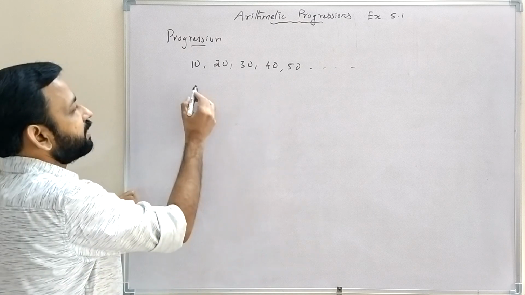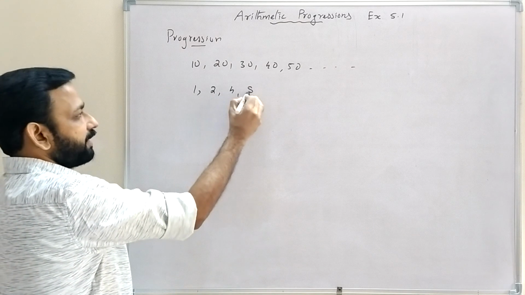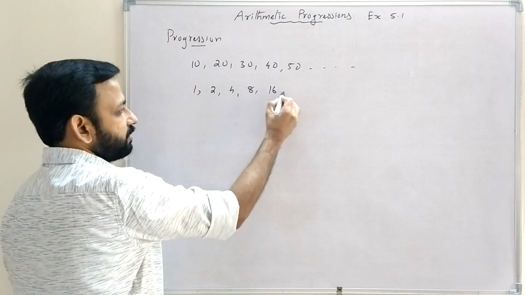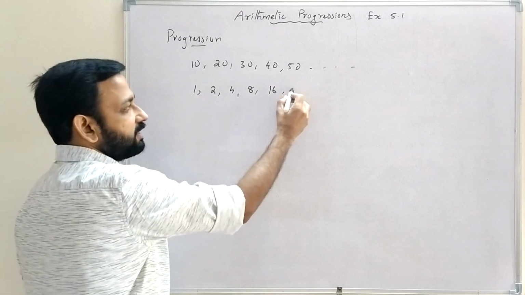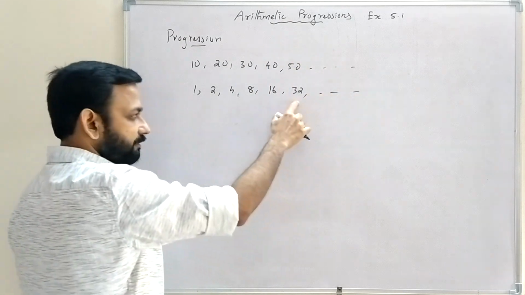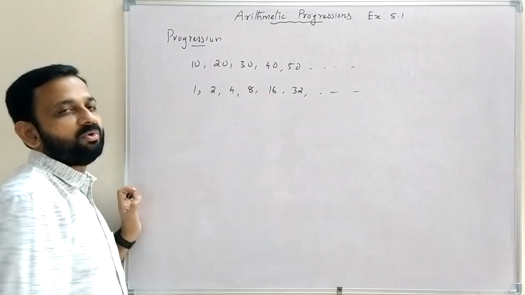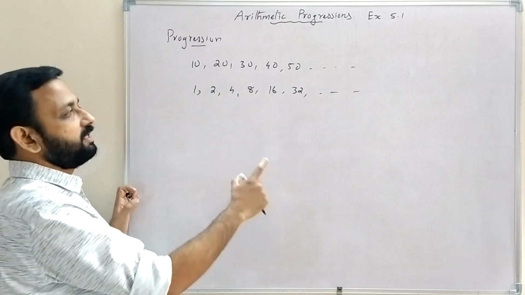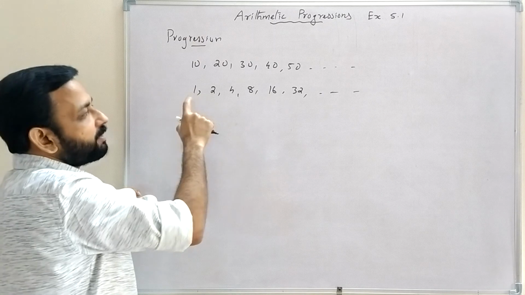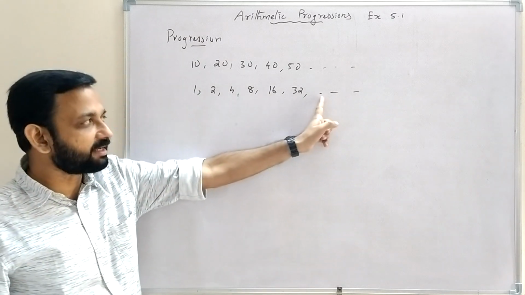And another example: 1, 2, 4, 8, 16. Now we can easily find the next one: 32, the next one, 64, etc. We can easily find the next number because here we are following a rule, a formula. According to that formula we are entering the numbers. So that's why we can easily say here 64.